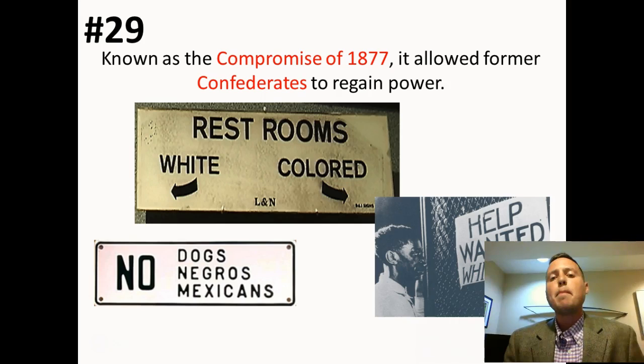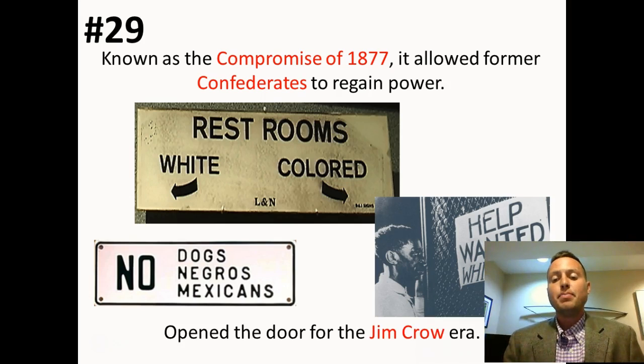So with the Compromise of 1877, Reconstruction is over, which means those former Confederates have the ability to regain power. And they do regain power. It opens up the door, write this in, for the Jim Crow era, the era of segregation in the South. And there's no one around who can stop it because the troops have left the South.